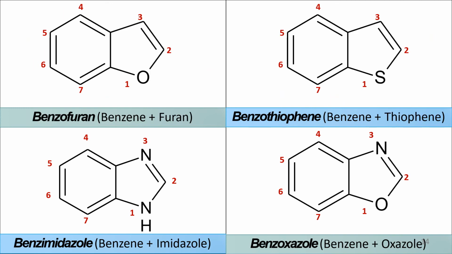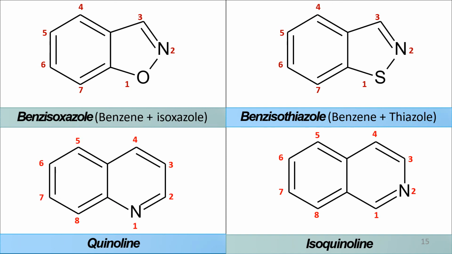Next, benzofuran: furan fused with benzene. Benzothiophene: thiophene fused with benzene. Benzimidazole is very important for the structures of CNS disorder drugs, like some antipsychotics and some hypnotics. Benzene and imidazole fused together, we call it benzimidazole. Next, benzoxazole, with oxygen and nitrogen. Then benzothiazole, quinoline, and isoquinoline.